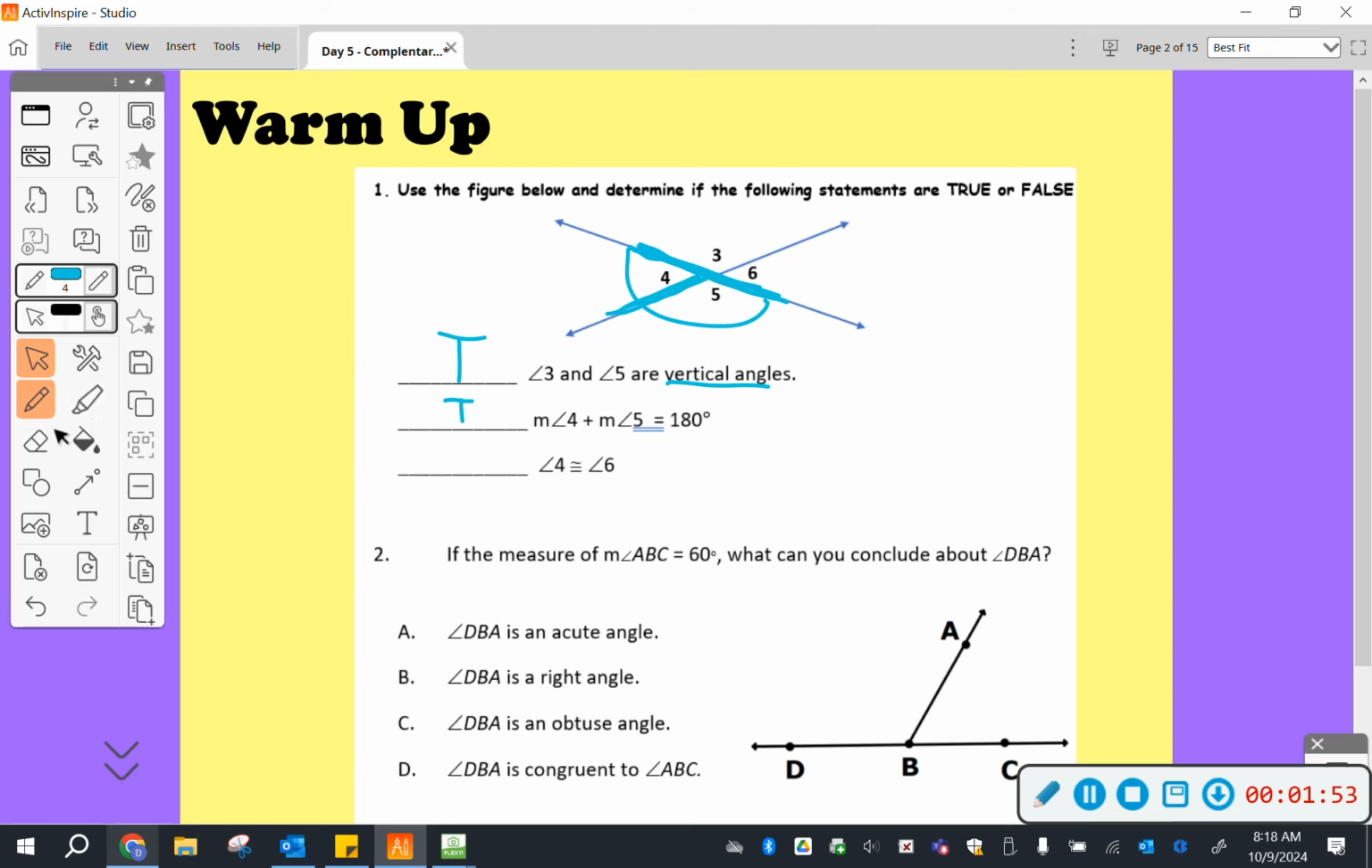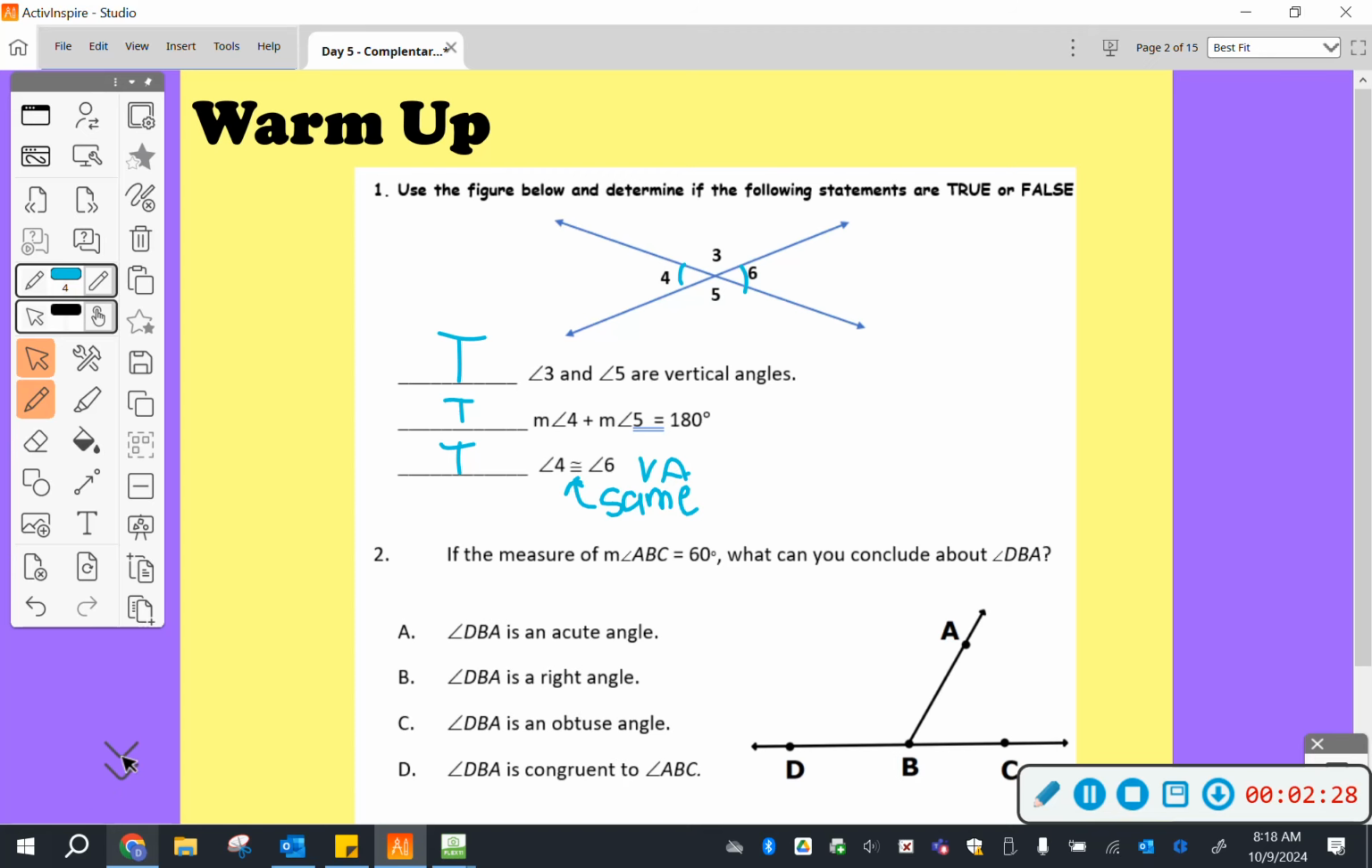All right, next one is 4 congruent to 6? Is 4 congruent to 6? That's what that symbol means, if you don't know. Are they the same? And they are across from each other. So are they the same? Yes. True. 4 and 6 are vertical angles, therefore they are the same. That's what we learned yesterday. They are VA. That's a V and A.